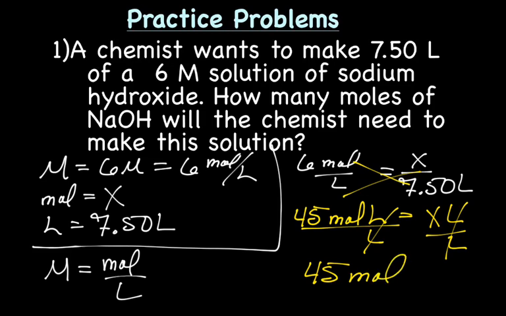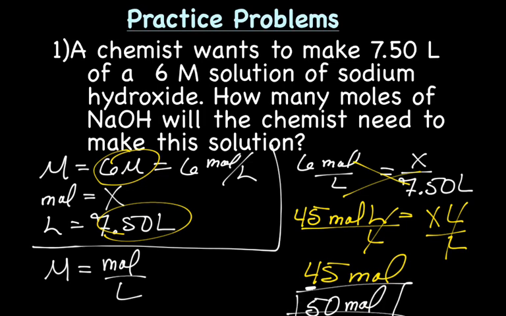Now, our very favorite thing, we've got to go back to sig figs. We have 1 sig fig there and 3 there, so our final answer needs to have only 1 sig fig. We have 45 moles. We're going to keep the 4 and drop the 5, and 5 is 5 or greater, so that brings our 4 up to a 5. Whenever we're dropping a digit before a decimal, we need to put a placeholder. So our final answer is 50 moles of sodium hydroxide.